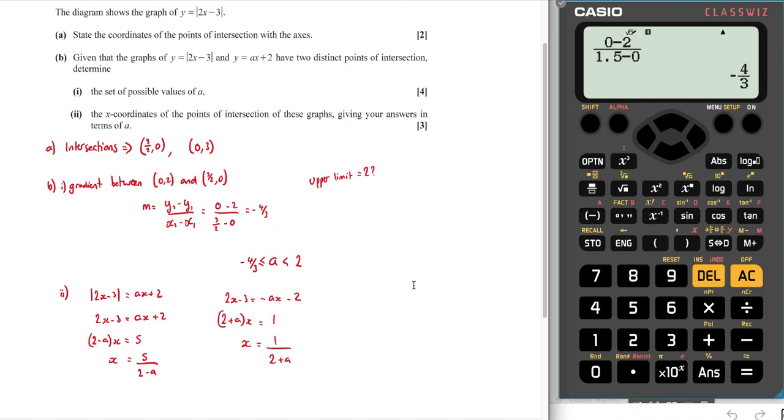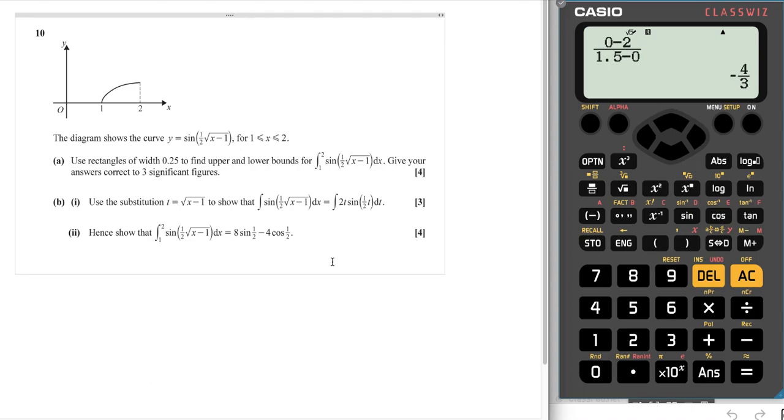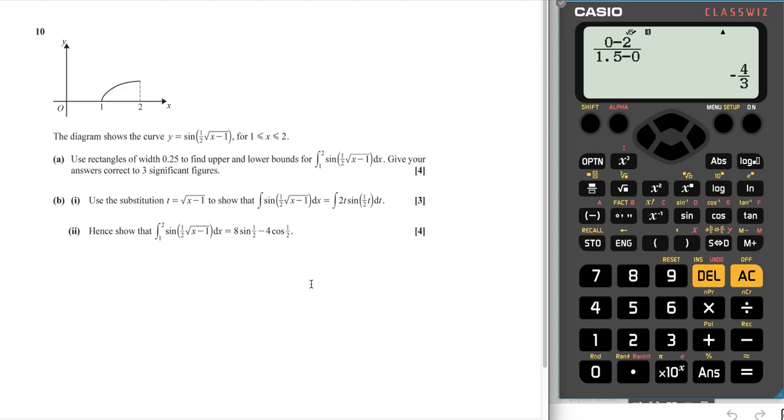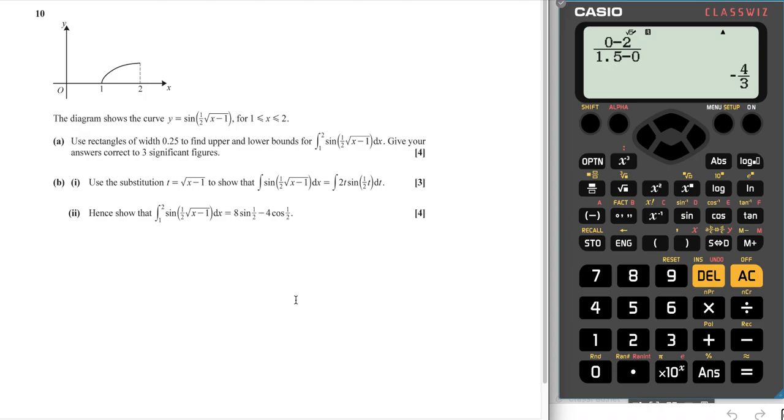Right, how are we doing? Question 10. What's this? Numerical integration.